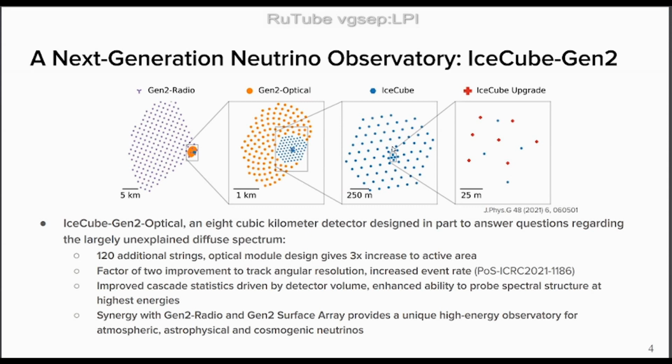This is the in-ice component of the detector here, but I'll point out there's also a Gen2 radio array and a Gen2 surface array planned. And so the synergy of these 3 things allows us to study different sources of neutrinos. We have astrophysical, atmospheric, and cosmogenic. I can't cover this in more detail here, but Anna Nels will give a poster on Thursday, which will cover Gen2 more widely.